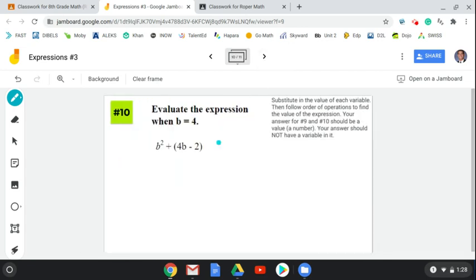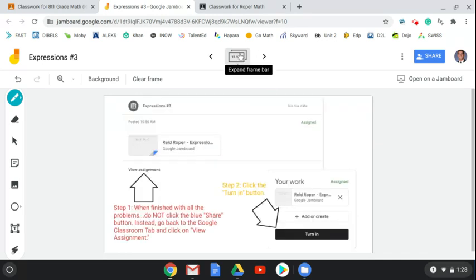Okay, number 10, same way: set up, plug in, and evaluate. The last frame here, frame number 11, tells you what to do when you are finished. Step 1 says when finished with all the problems, do not click the blue share button. Do you see this blue share button up here? Yeah, don't click that, please. Just leave that alone.